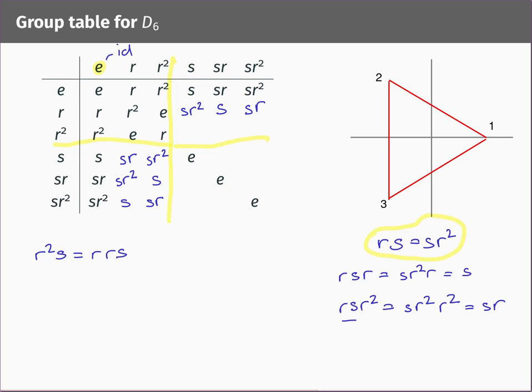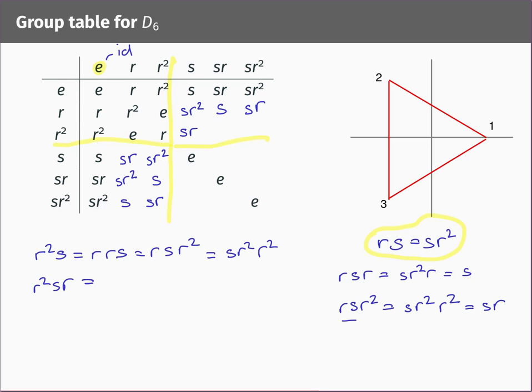So what do we have? R squared S is R times RS, which is R times SR squared. Now I want to move that R over to the left again, so I can just substitute again. R times S is SR squared, so this is SR squared R squared, which is SR to the 4, which is SR because R cubed is 1. So here we get SR, and I'm feeling quite happy because I don't have any repeats in the S column or in the R squared row yet.